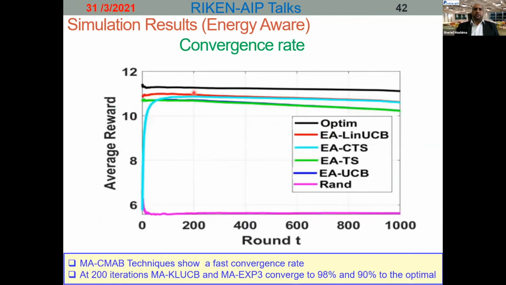This is the convergence rate, average reward or average throughput in gigabits per second against rounds. It also converges to about 98%.